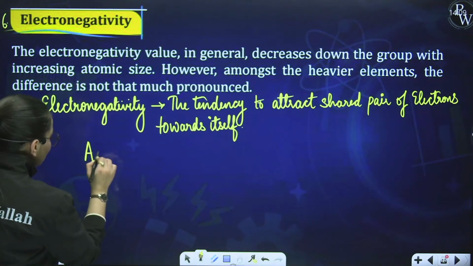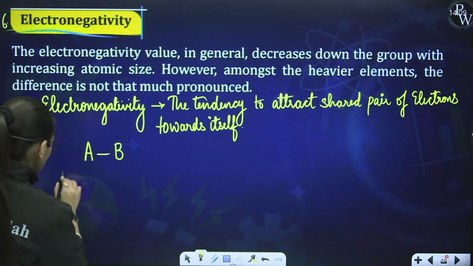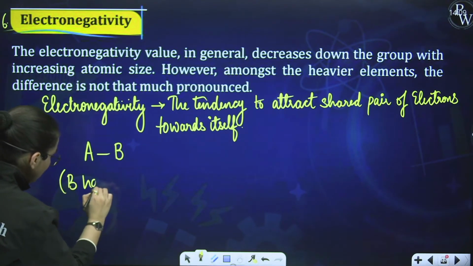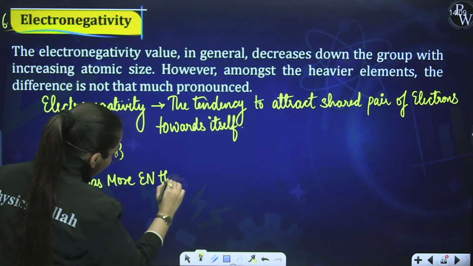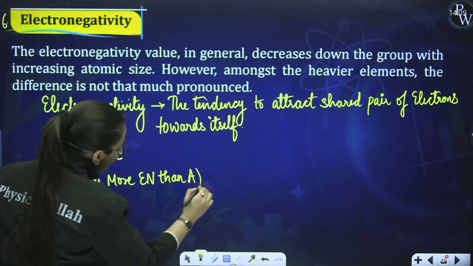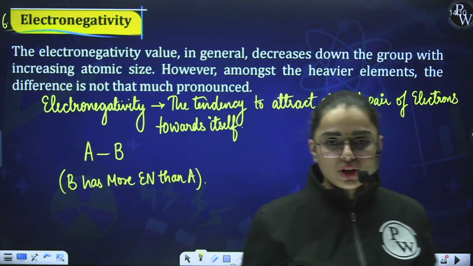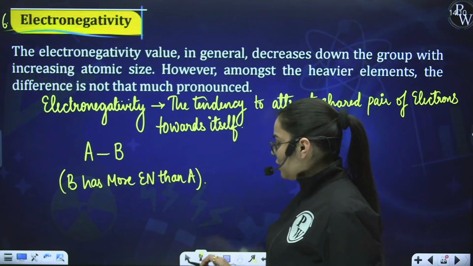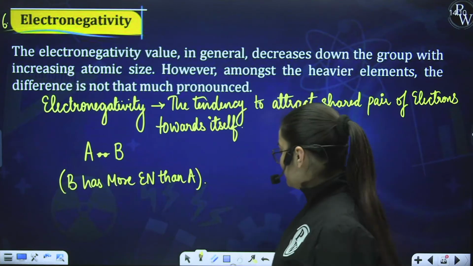See, if I have an element A and it is bonded to an element B, let us say that B has more electronegativity than A. What do I refer to by this term? I am saying I have two elements and they are bonded to each other. You are aware that one single bond contains two electrons? Yes, I guess all are aware of this, right?